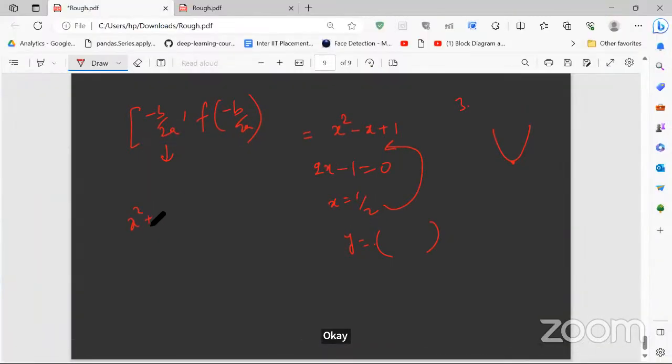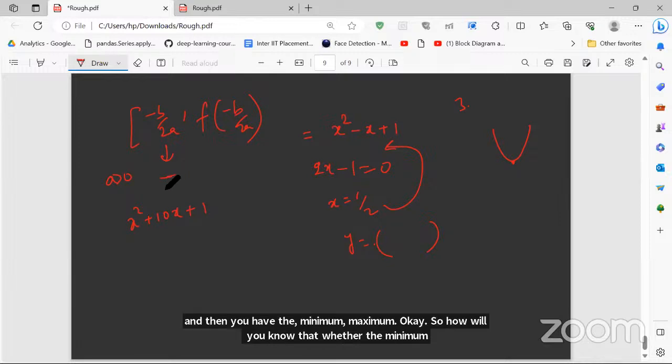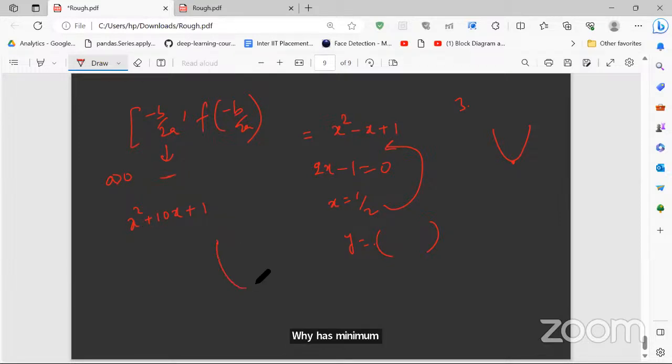So this is x square plus 10x plus 1. If somebody forgot whether a greater than 0 gives minima or maxima, what's the concept behind that? If you are plotting, it will go like this. So what will happen here, will you get minima or maxima? Minimum, yes, correct. So you'll be getting a minimum.